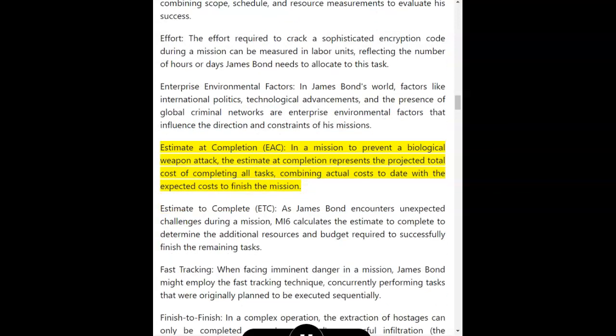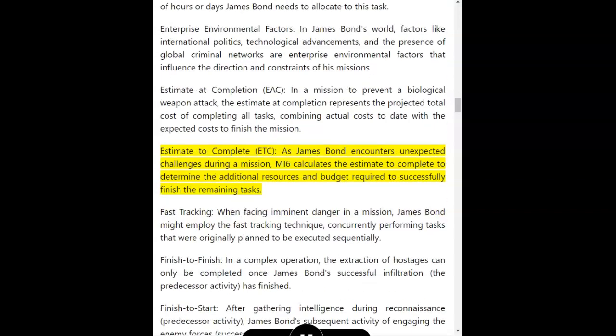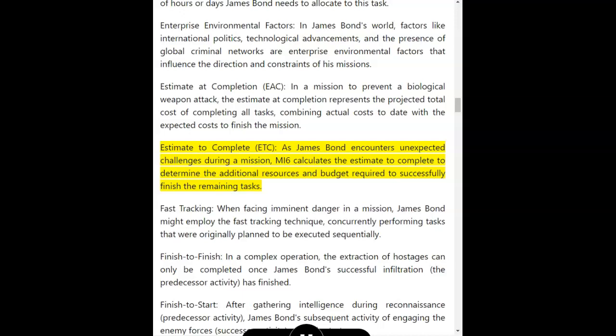Estimate at completion, EAC. In a mission to prevent a biological weapon attack, the estimate at completion represents the projected total cost of completing all tasks, combining actual costs to date with the expected costs to finish the mission. Estimate to complete, ETC. As James Bond encounters unexpected challenges during a mission, MI6 calculates the estimate to complete to determine the additional resources and budget required to successfully finish the remaining tasks.